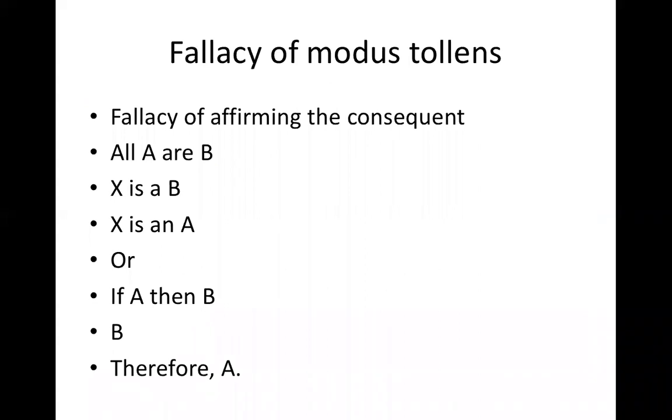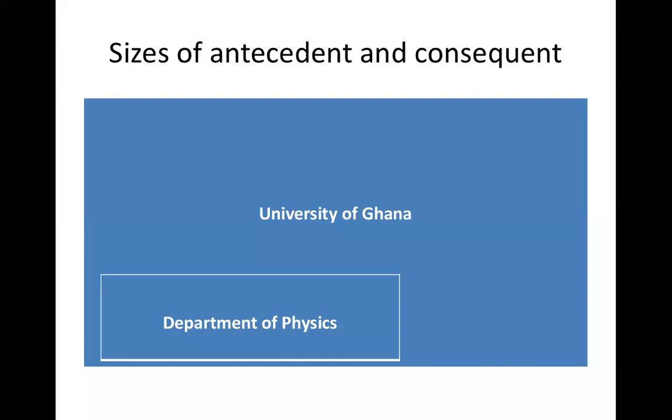What about the opposite of modus tollens? What about affirming the consequent? All A are B, X is a B, therefore X is an A. Now let's go back to this diagram. We say all those studying in the Department of Physics are enrolled at the University of Ghana. Kelvin is enrolled at the University of Ghana, therefore Kelvin is studying in the Department of Physics. Are you sure that argument follows with certainty? No, sir. Not at all.